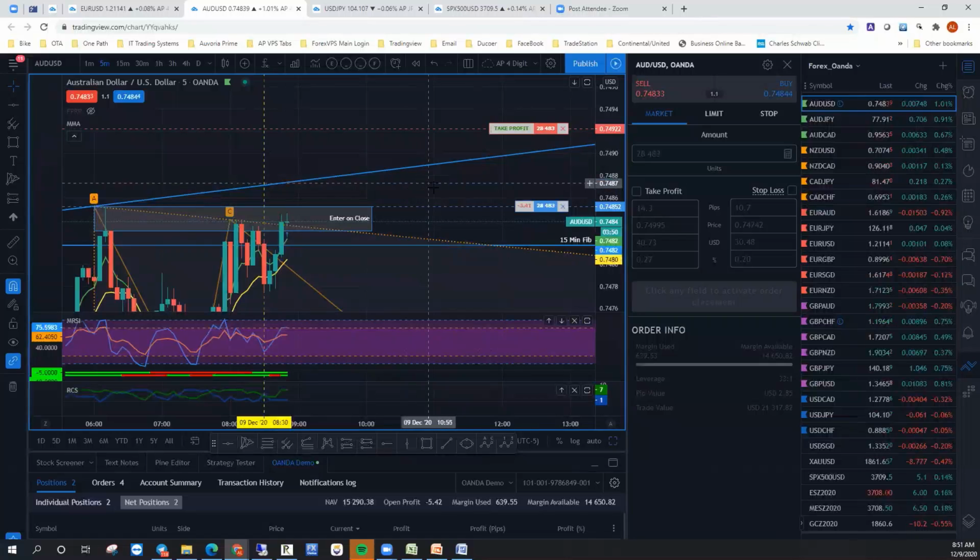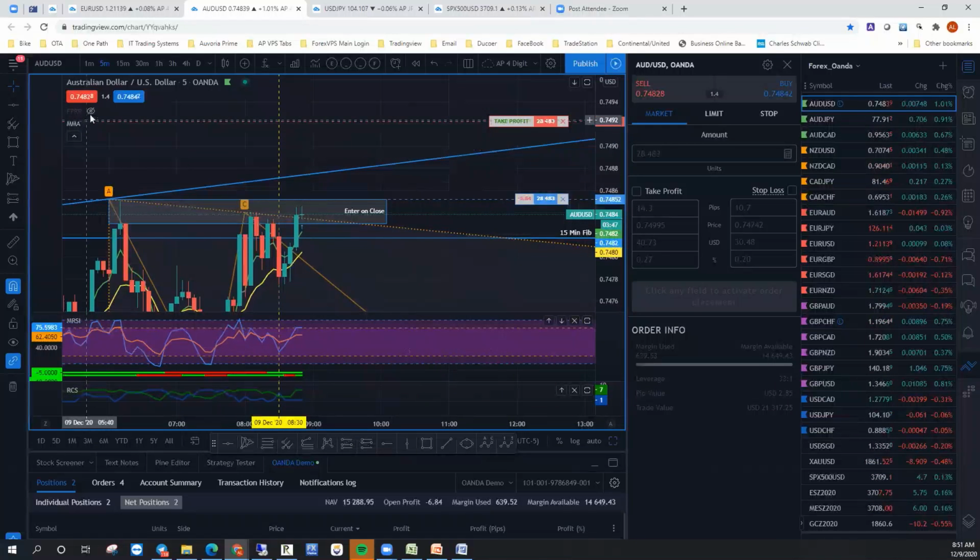That's way above the wedge. Let's see where the fib line is. Anything close by on the fib line?